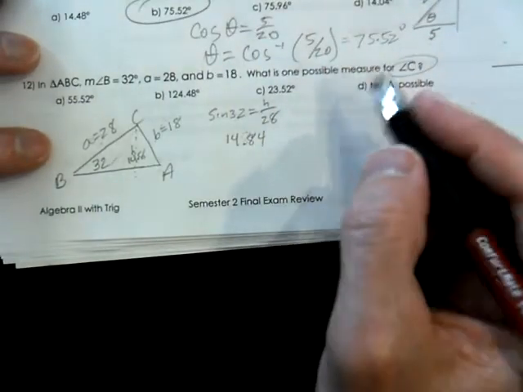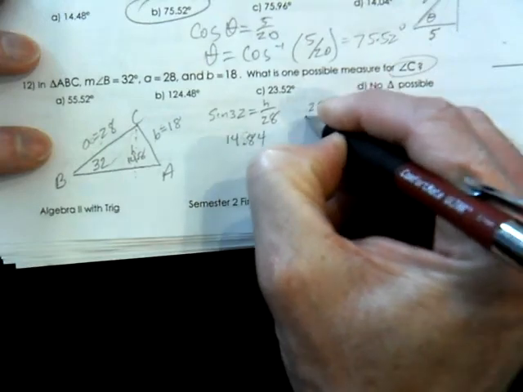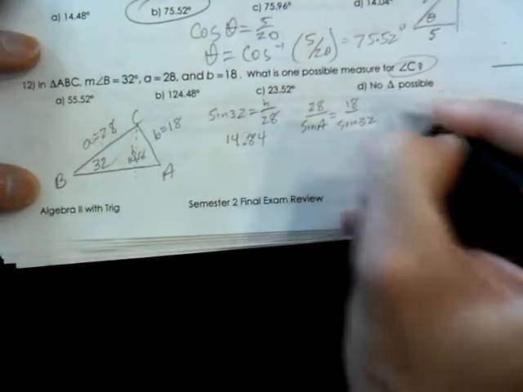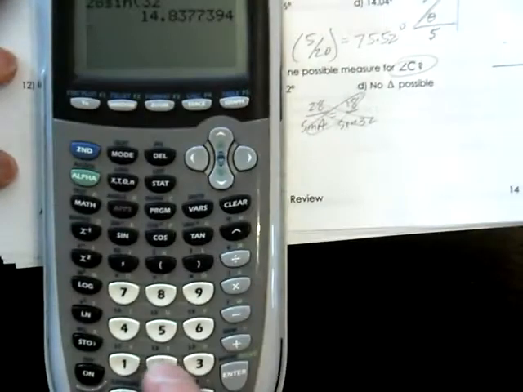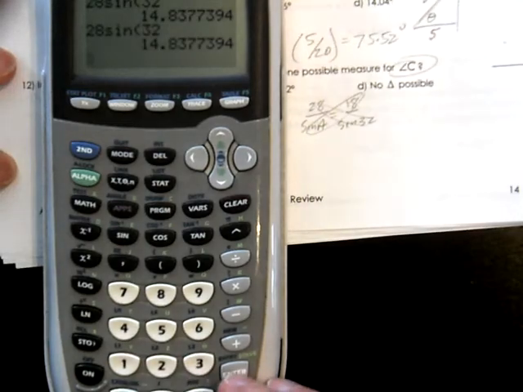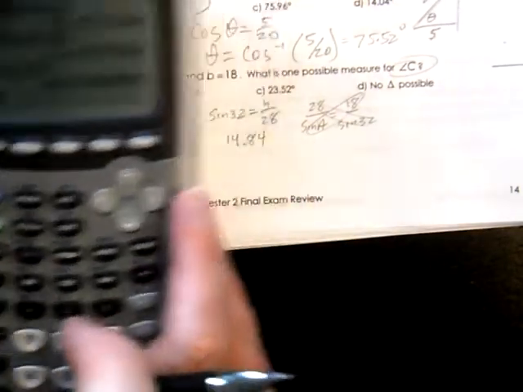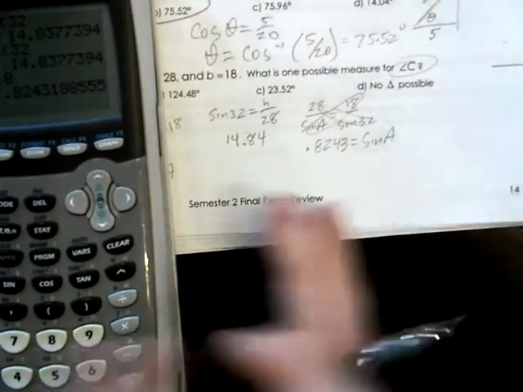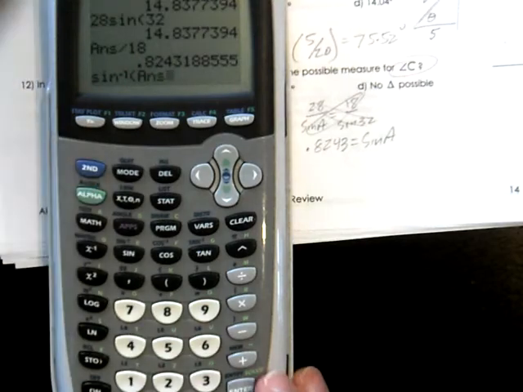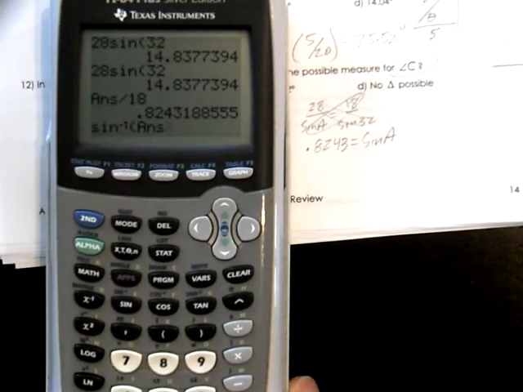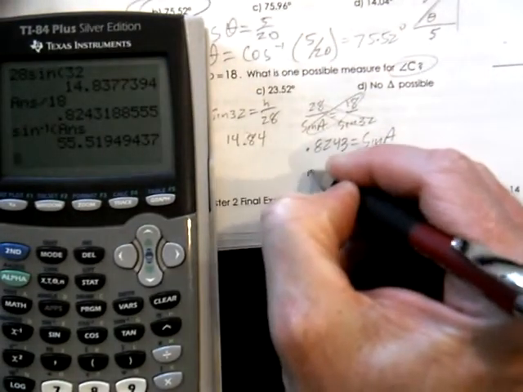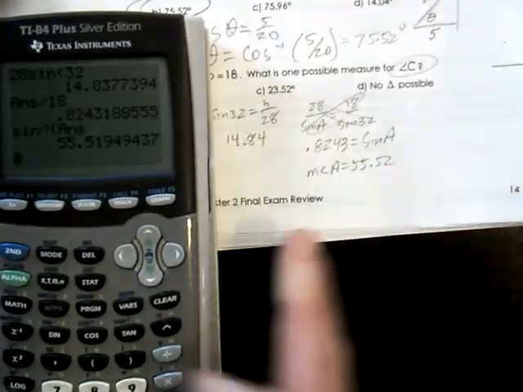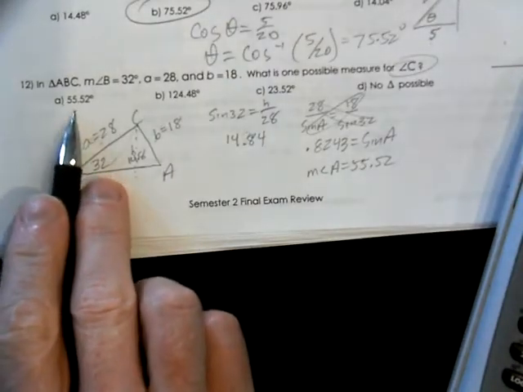So we'll start with the law of sines. We have 28 over the sine of A equals 18 over the sine of 32. So we're going to take 28 times the sine of 32 and divide that by 18. And we're going to get 0.8243. That equals the sine of A. So sine inverse of that answer, if you want to use the answer button, ANS, should give us the measurement of angle A as 55.52. Okay, that's a tricky one, but that's angle A.